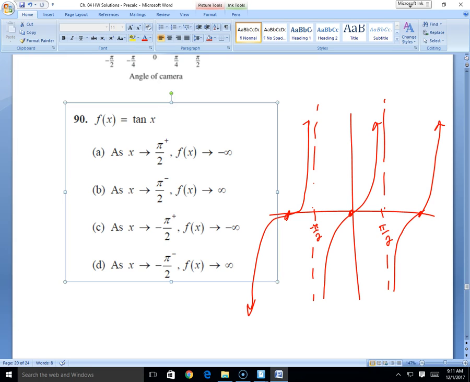Negative pi over 2. The little plus sign needs to go just a little bit above. Where's my graph? And where's he headed? AKA negative infinity. Go to negative pi over 2, go a little bit below. Where's my graph? And where's he headed? Okay, that's all it's filling in.